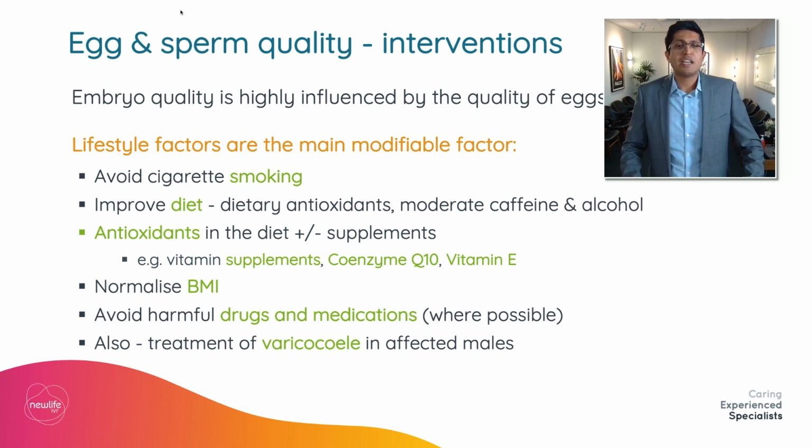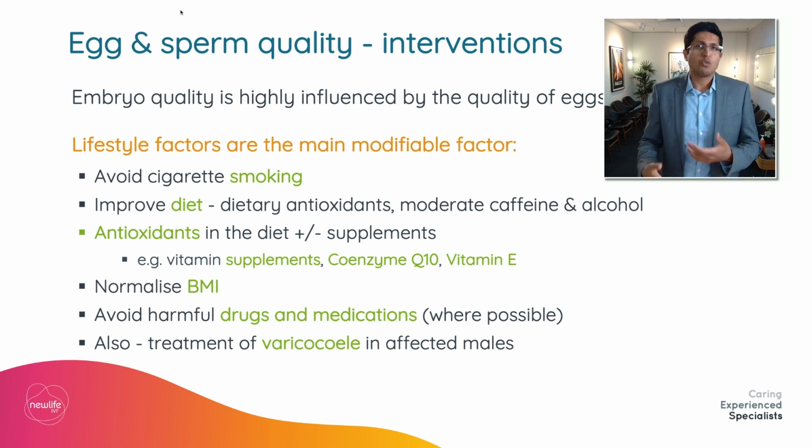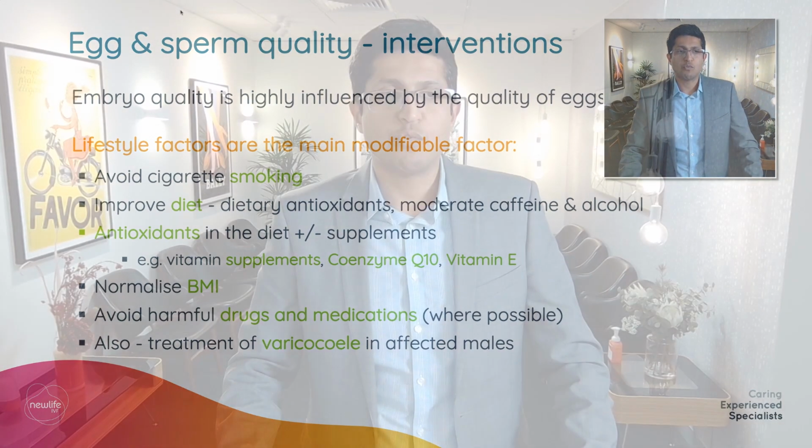And similarly, alcohol in small amounts is fine, but in particular, looking at the weekend binge pattern of drinking, that can certainly have a profound impact on gametes. And then there's, should we routinely supplement antioxidants? Certainly a general pre-pregnancy multivitamin is really important. You could add in specific things like coenzyme Q10 and vitamin E. The reasoning behind that is that they are powerful antioxidants. The damage that's done to DNA in sperm is oxidative damage or oxidative stress. And similarly, aging in eggs is oxidative stress.